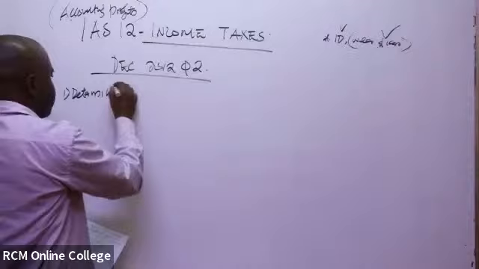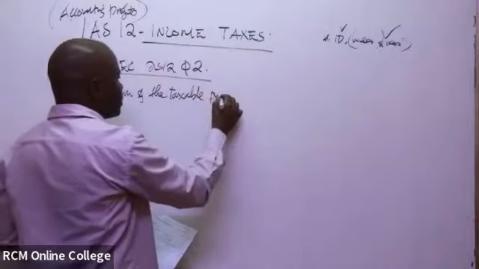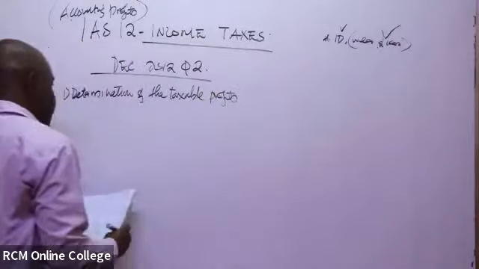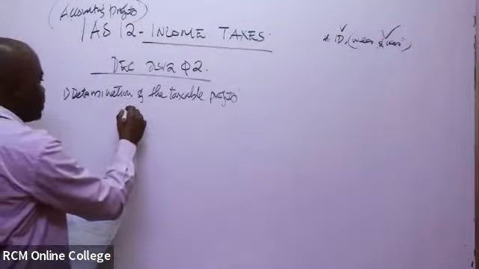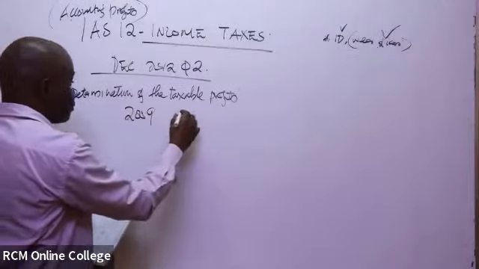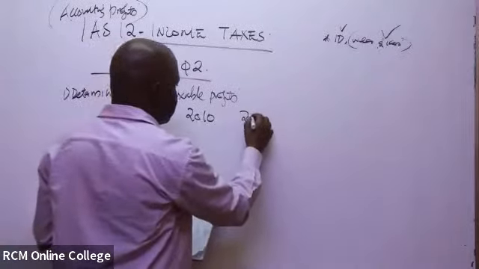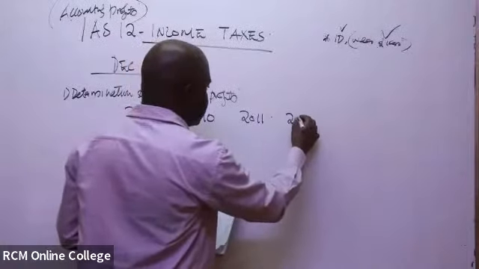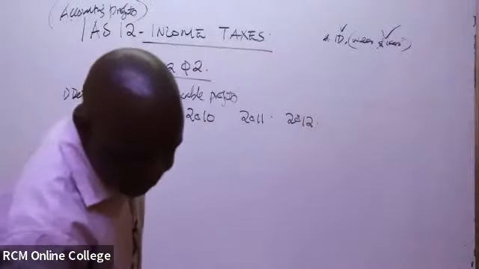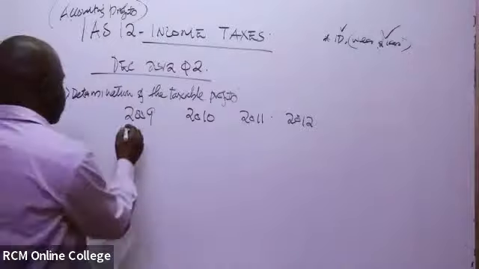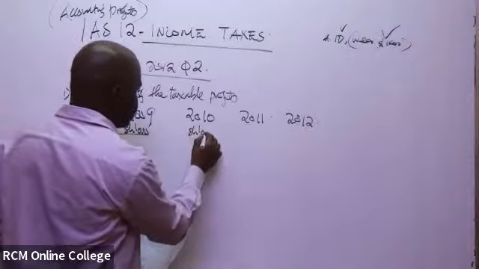Determination of the taxable profits. So we have 4 years there. You have 2009, hope you people are able to see. Then you have 2010, then 2011, then 2012. I think our figures can be put in thousands.